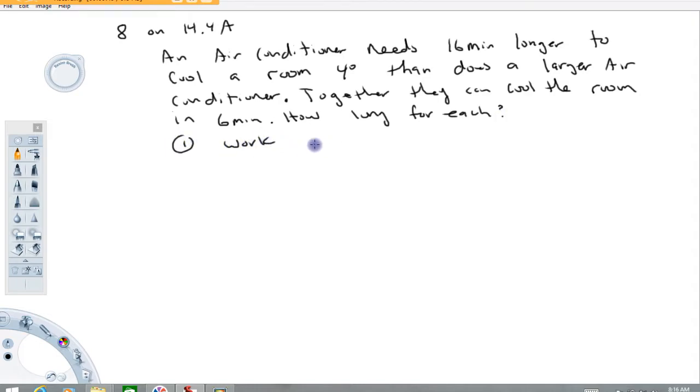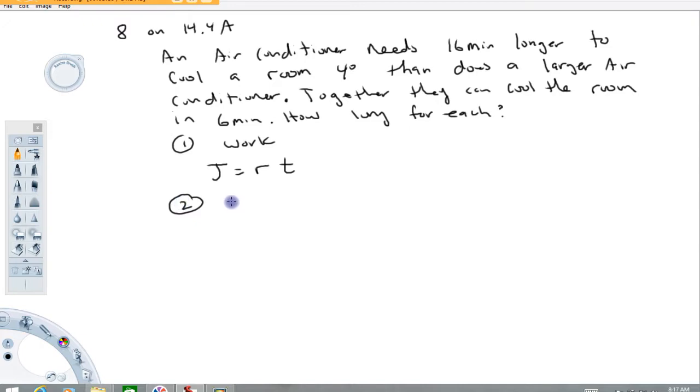So we're going to start by writing out the following formula here. Jobs completed equals rate times time, where a job completed here is going to be cooling a room 4 degrees. Right, next step, define variables here. Let's see, an air conditioner needs 16 minutes longer to cool a room than does a larger one.